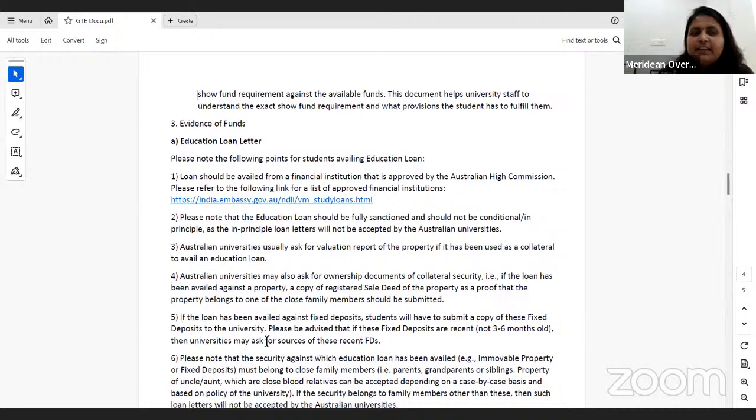Evidence of funds, we have discussed that first we can go for an educational loan. So an educational loan you can take from any financial institution that has been approved by the Australian High Commission. So there is a list of banks. Australia doesn't accept any educational loan from any Gramin bank, Sahakari bank, or such financial institutes. So before taking the loan, you can find the approved financial institution list by the Australian High Commission on the Internet, and then you can go for the education loan.